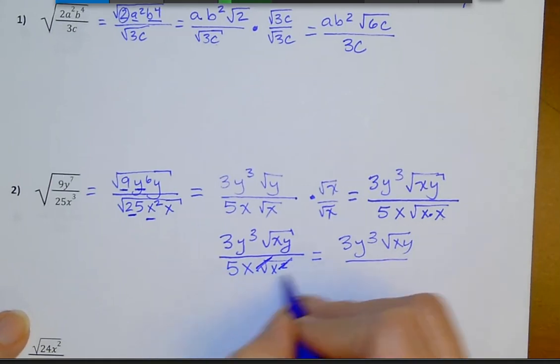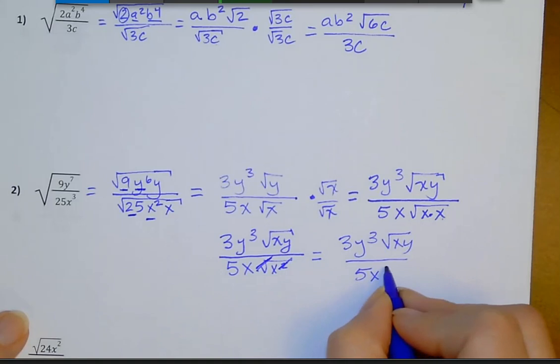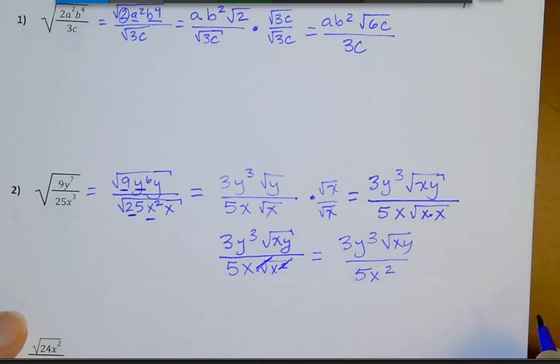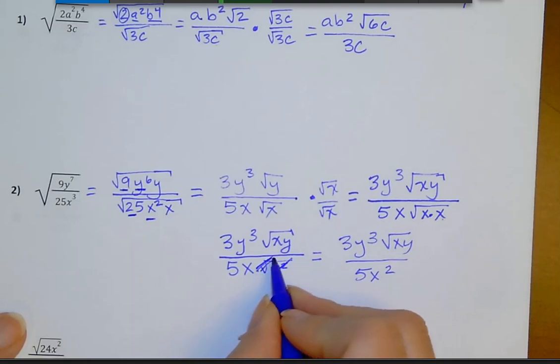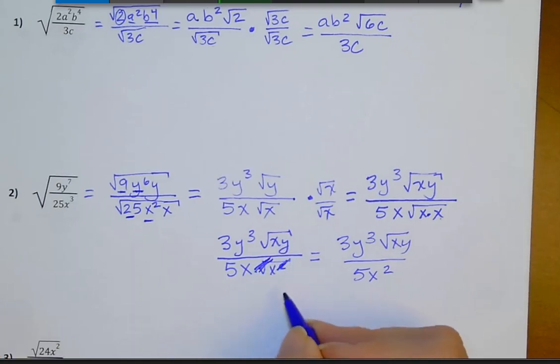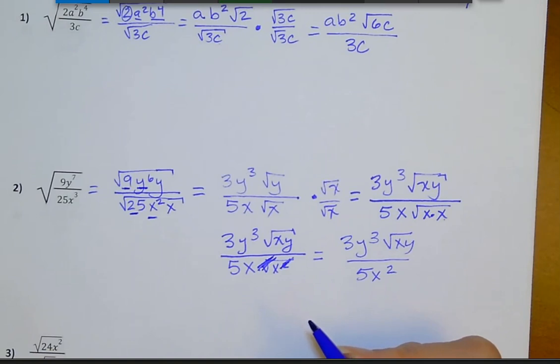So 5 times x is going to be 5x squared, right? It's okay that I have x squared. I already used my square root sign when I took the square root of x squared the first time. Okay, so that's just my end denominator.